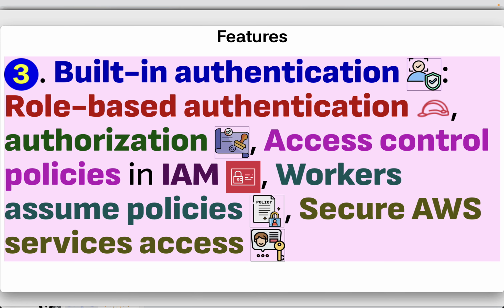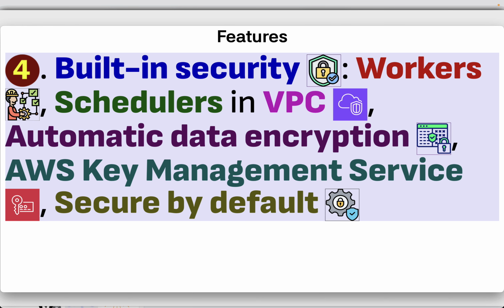You enable role-based authentication and authorization for your Apache Airflow web server by defining the access control policies in AWS Identity and Access Management. The Apache Airflow workers assume these policies for secure access to AWS services. The Apache Airflow workers and schedulers run in Amazon Managed Workflow for Apache Airflow Amazon VPC. Data is also automatically encrypted using AWS Key Management Service, so your environment is secure by default.